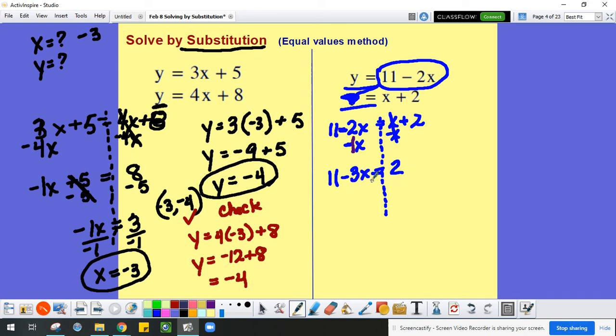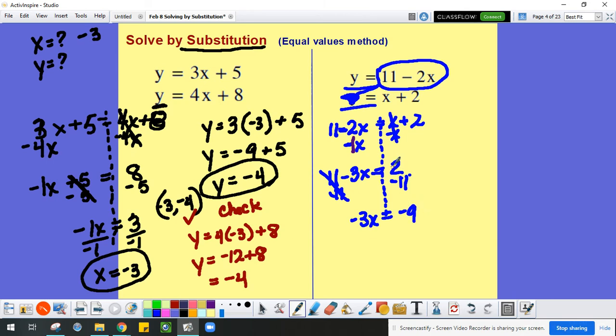Now that I have the variables on the left, I'm going to get the constants, 11 and 2, to the right-hand side. 2 is already on the right. I'm going to move 11 over here. It's a positive 11 on the left side. As soon as it crosses the equal sign, it's a negative 11. So if I subtract it off this side, it's gone. I still have the negative 3x. And I do 2 minus 11, which gives me negative 9.